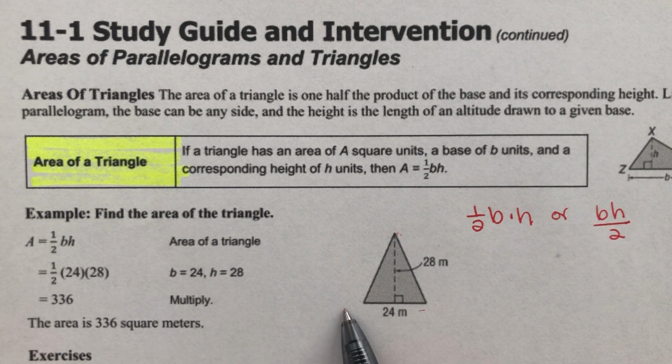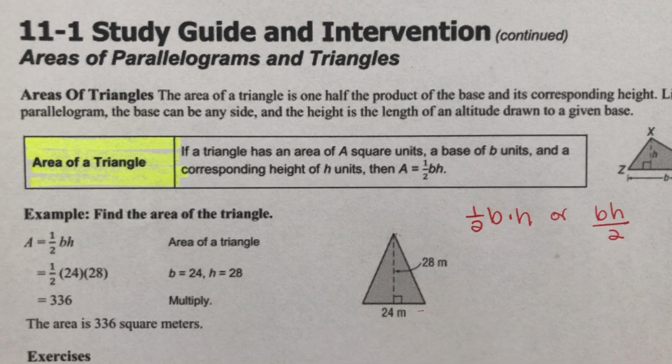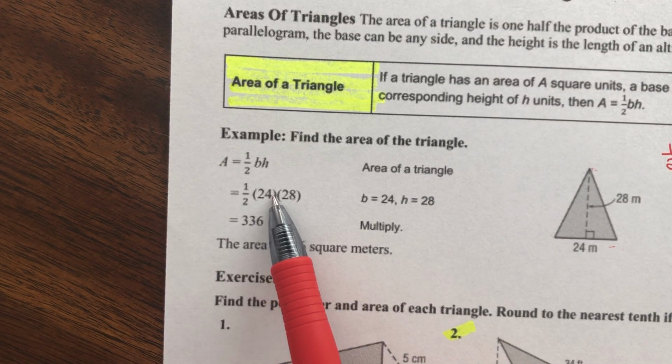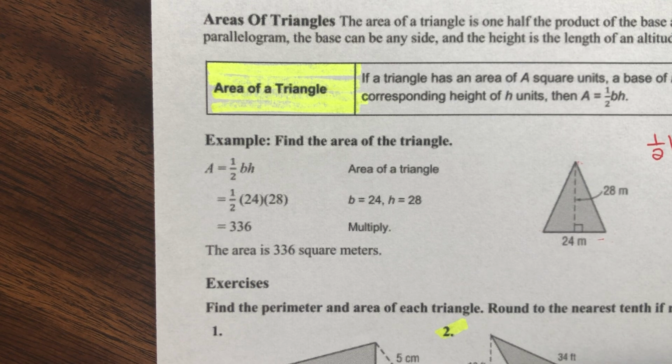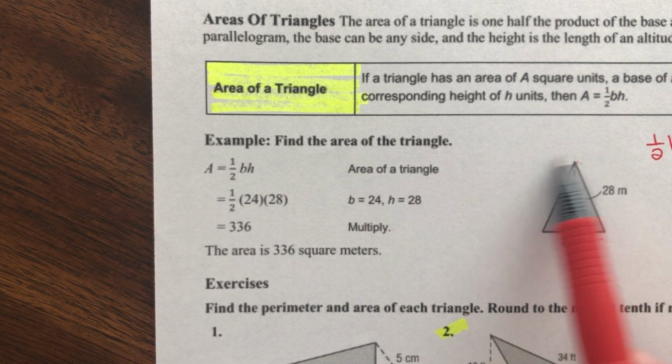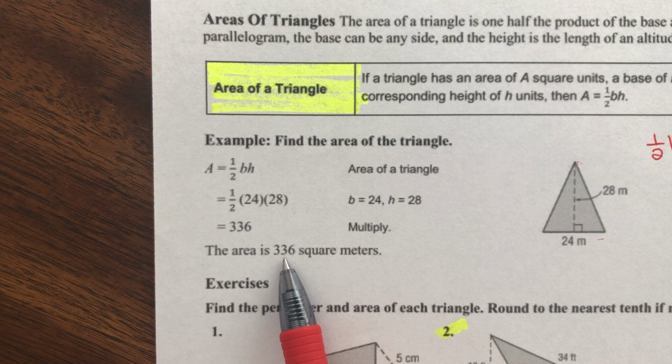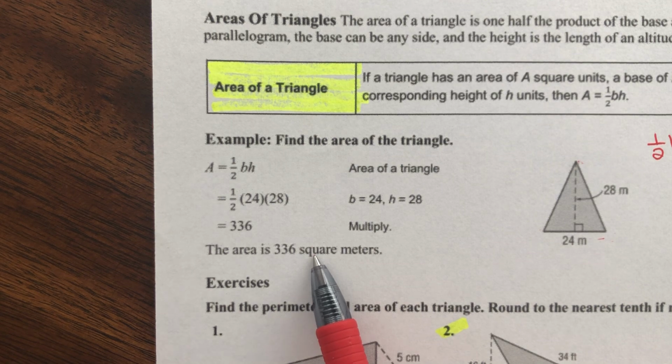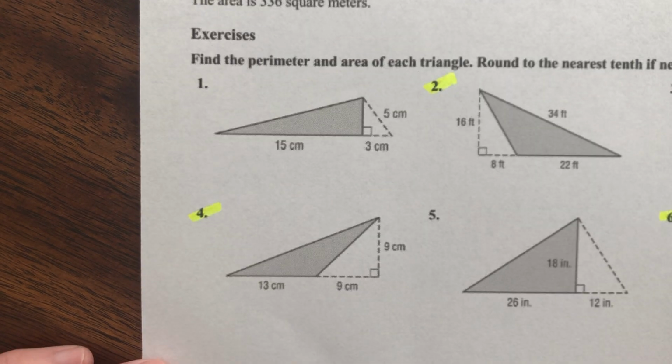So 1/2 times 24 times 28, or 24 times 28 divided by 2, and we get 336. 24 times 28 is 672, and 672 divided by 2 is 336. So the area of this triangle is 336 square meters. Remember, when you find area, it's two-dimensional. So it's not just length, it's length times width. So when we have our meters, it's actually square meters. Okay, so we're going to jump into these examples.